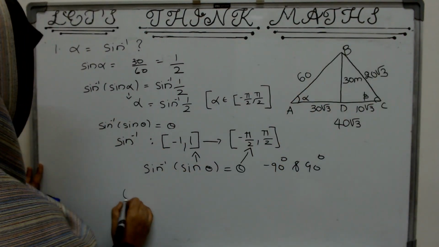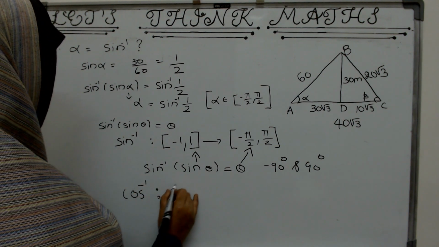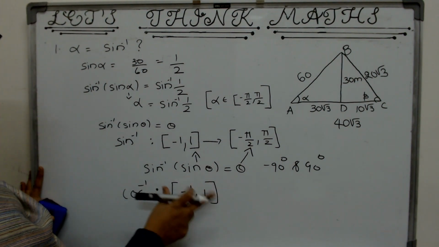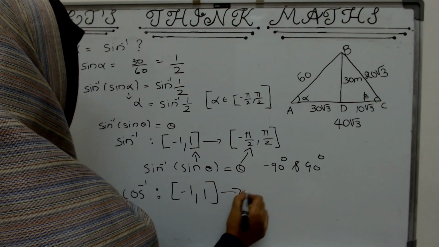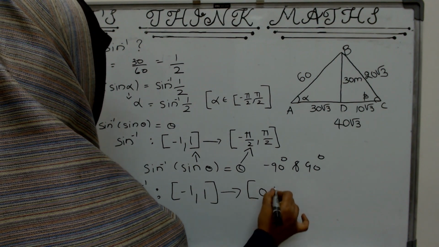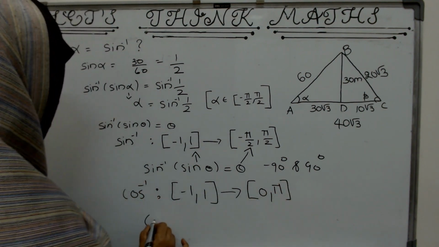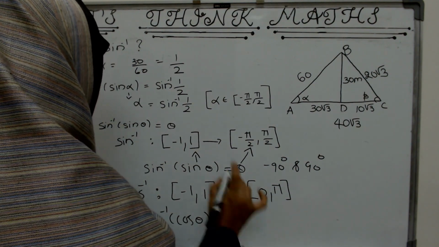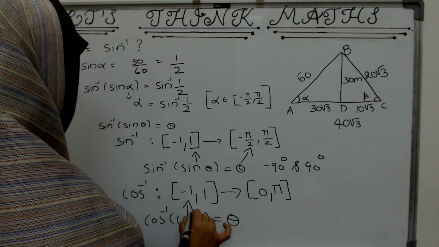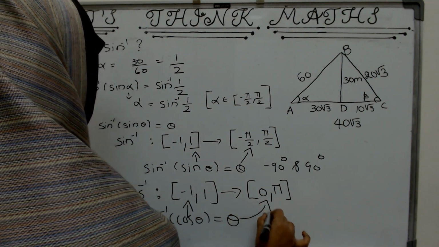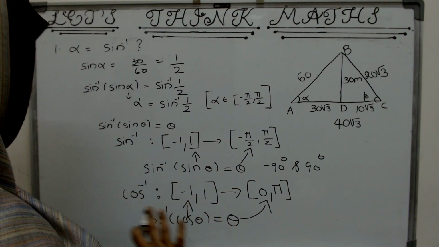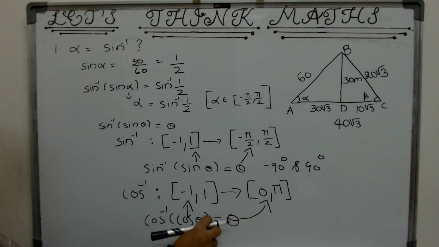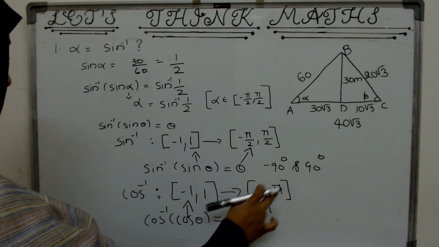The same with cos. Cos inverse is a function which takes a number from the closed interval -1, 1, and maps it to an angle from 0 to 180 degrees. So cos inverse of cos theta will be equal to theta only if cos theta lies in this interval and theta lies in this interval. This is always true, we are safe. But this is a condition. So if you want your cos inverse cos theta to be theta, it has to lie in this range.